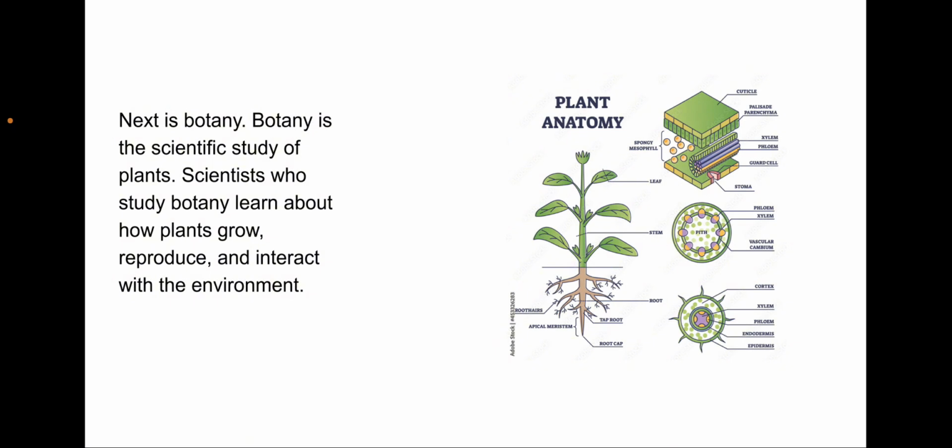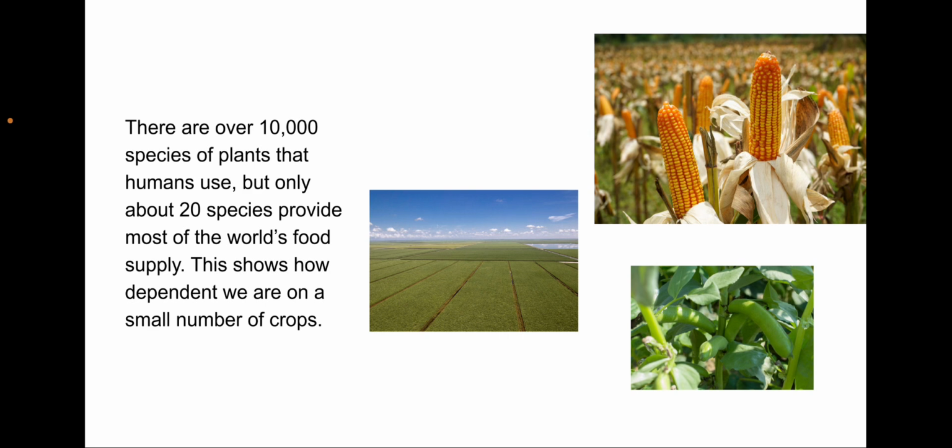Next is botany. Botany is a scientific study of plants. Scientists who study botany learn about how plants grow, reproduce, and interact with the environment. There are over 10,000 species of plants that humans use, but only about 20 species provide most of the world's food supply. This shows how dependent we are on a small number of crops.